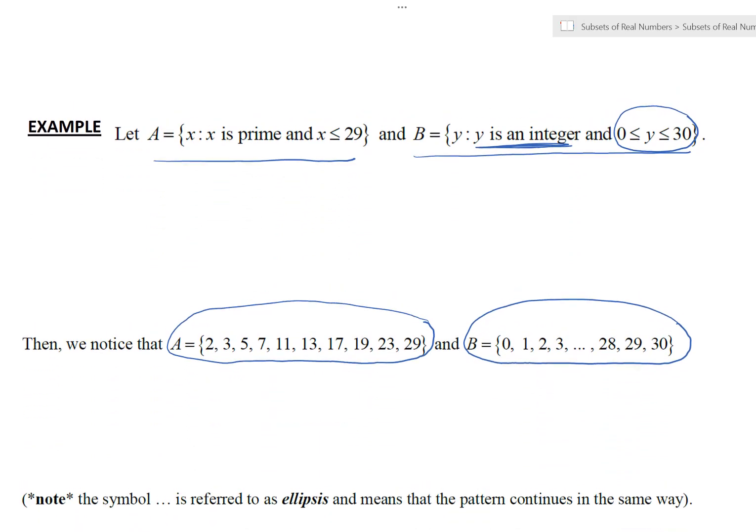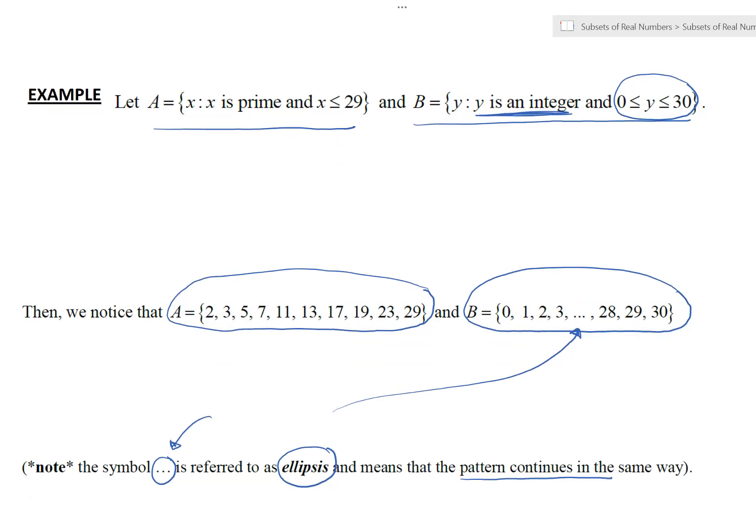One thing real quick to note: this dot, dot, dot that we used in set B for the listing notation is referred to as an ellipsis, and it means that a pattern continues on in the same way. So it's 0, 1, 2, 3, the next will be 4, then 5. Instead of counting all the way to 30, you say dot, dot, dot, just keep doing this all the way to 30, but include those elements in the set B.